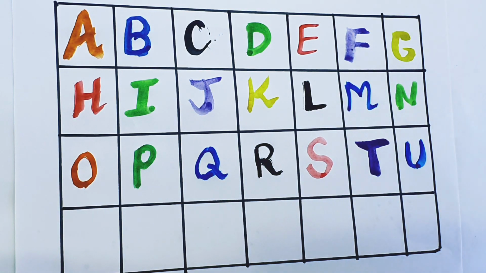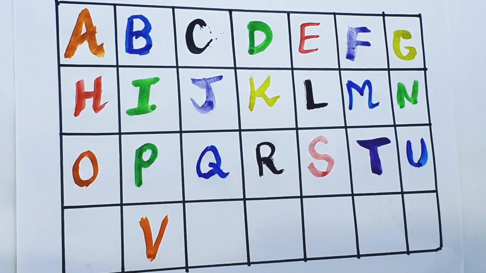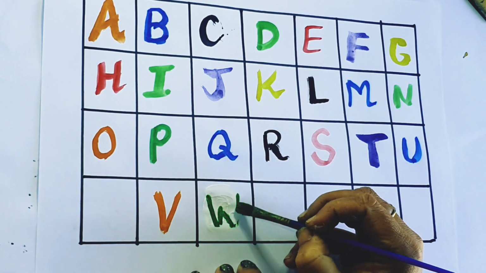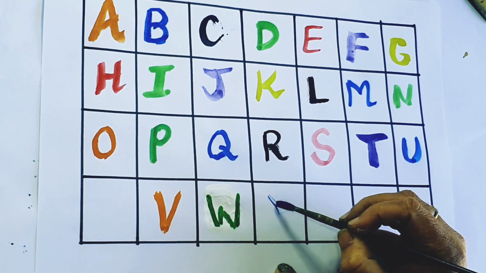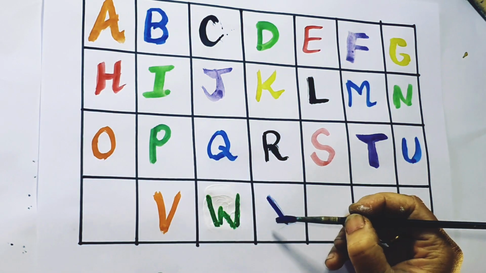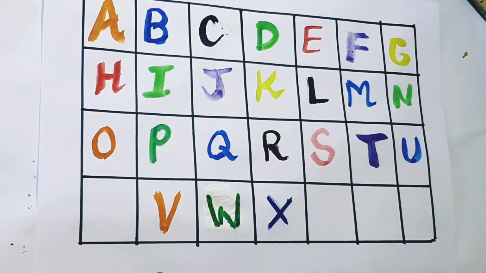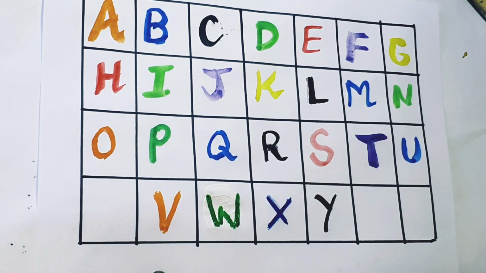U for unicorn. Orange color. V. V for vegetable. V for village. W. W for water. Green color. Blue color. X. X for xylophone. Black color. Y. Y for yak.